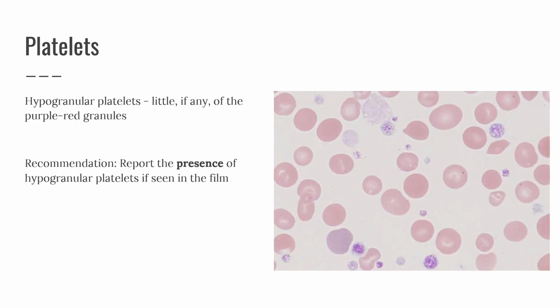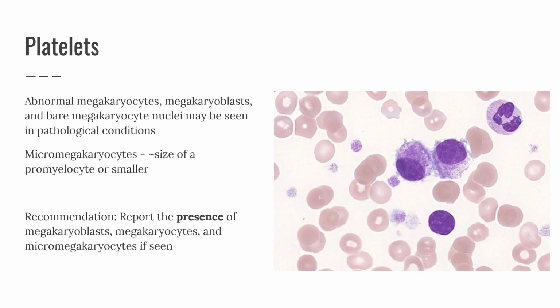Hypogranular platelets have little, if any, of the purple-red granules. As seen in the upper left of the image, you have your hypogranular platelets. So the recommendation is to report the presence of hypogranular platelets if seen in the film. No need to grade these platelets. Lastly, we have to report the presence of megakaryocytes and micromegakaryocytes if seen.